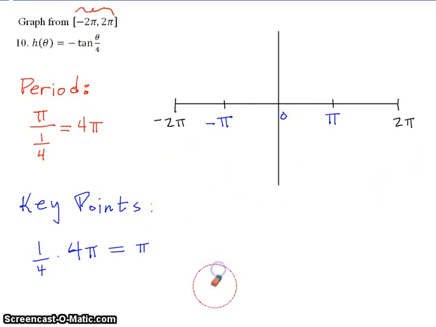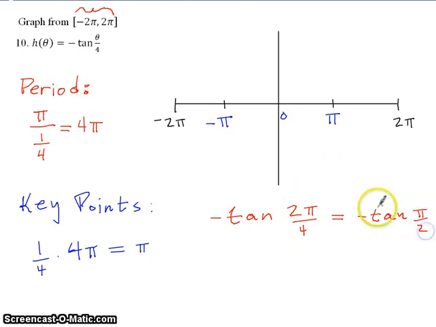We'll plug in, starting off with 2 pi. Let's see what happens with 2 pi. If I plug in 2 pi, I have negative times the tangent of 2 pi over 4. And this is going to give me negative times the tangent of pi over 2.